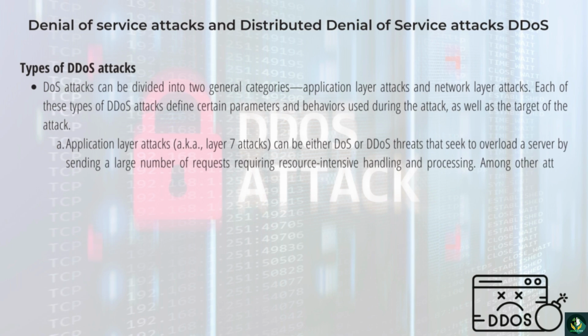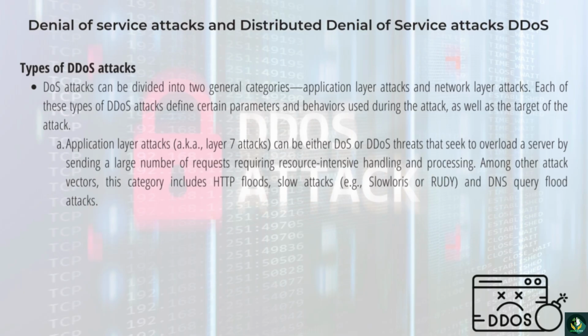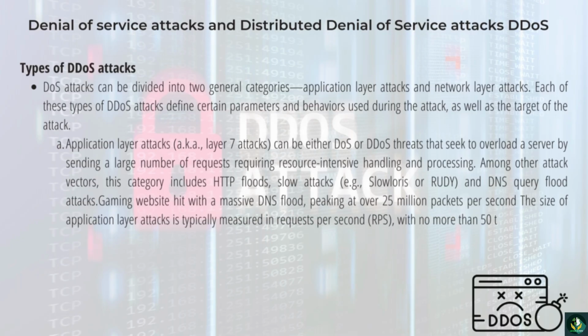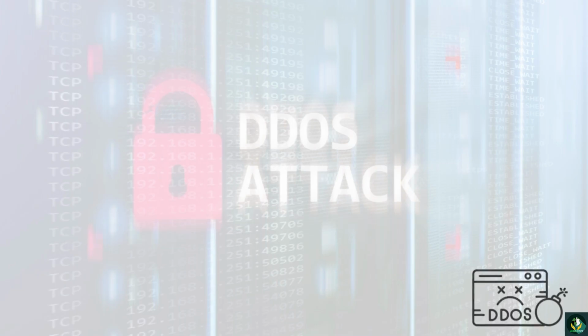Among other attack vectors, this category includes HTTP floods, slow attacks, for example, Slowloris or RUDY, and DNS query flood attacks. Gaming website hit with massive DNS flood, peaking at over 25 million packets per second. The size of application layer attacks is typically measured in requests per second, RPS, with no more than 50 to 100 RPS being required to cripple most mid-size websites.